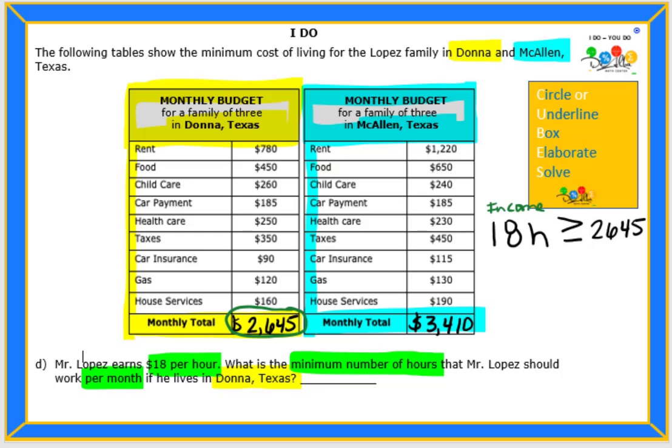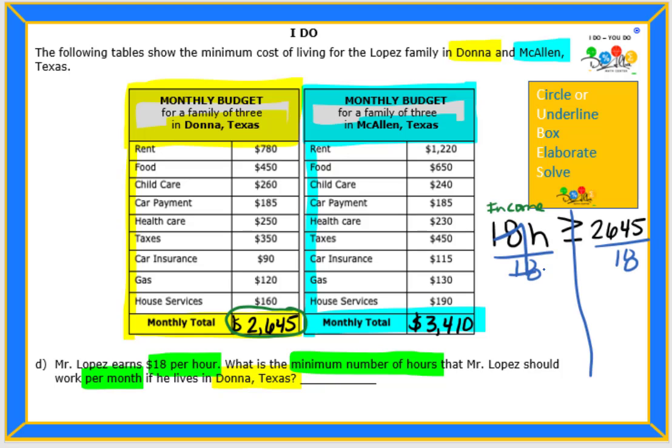So let's go ahead and solve this to figure out the number of hours. Remember that when we're solving an inequality or an equation, we want to do the same thing to both sides. So we have 18 times the number of hours. We are trying to isolate H because we want to know what H equals. What is the number of hours that is going to make this inequality true? So to do that, we need to get rid of the 18, which is the coefficient. And to do that, we do the inverse operation. So 18 times H, the inverse of that would be to divide by 18. And whatever I do to one side, I'm going to do it to the other.